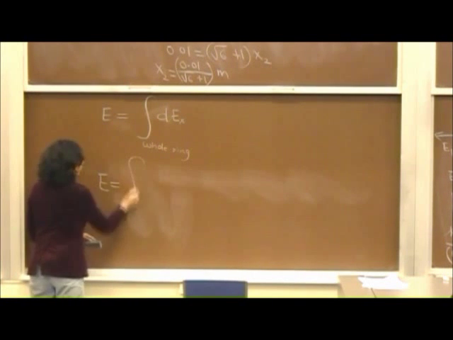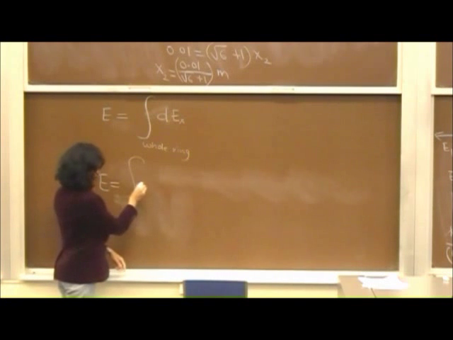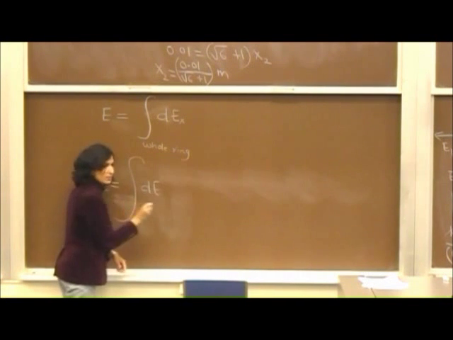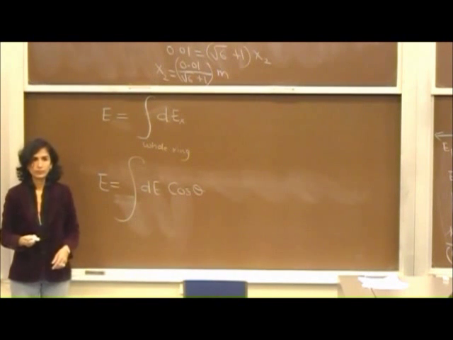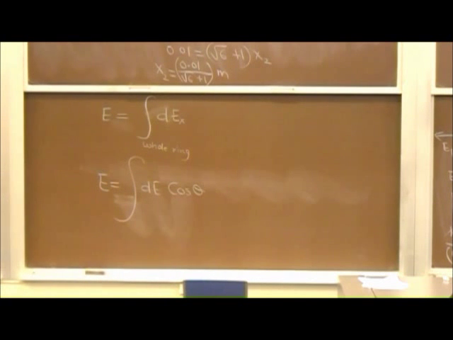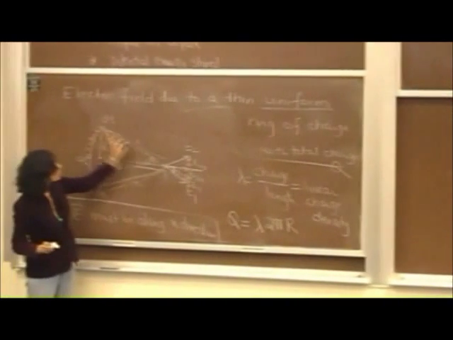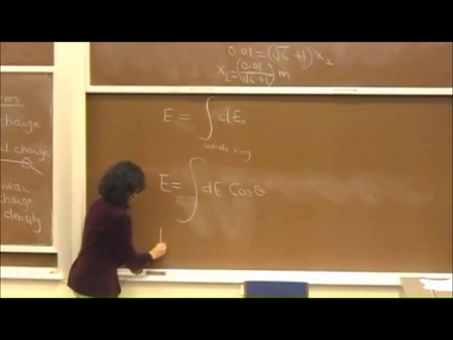And who wants to tell me what is dEx? Can I write that as dE times cosine theta? Right? It is. What is dE? What dE means is the electric field due to some little charge dq which is at a distance r away. Somebody please tell me.